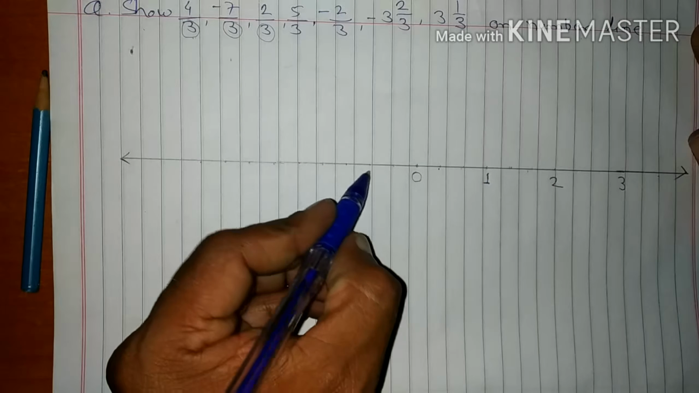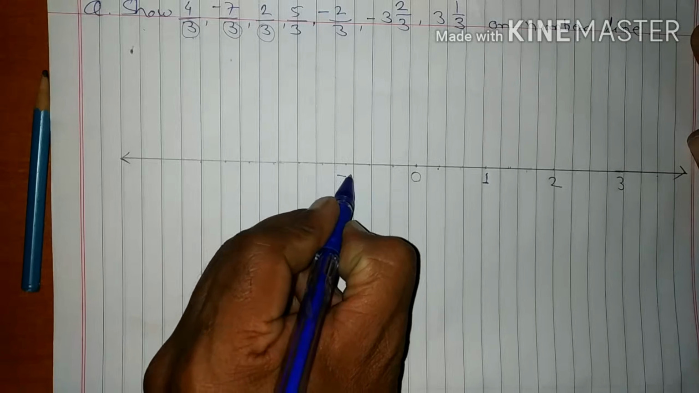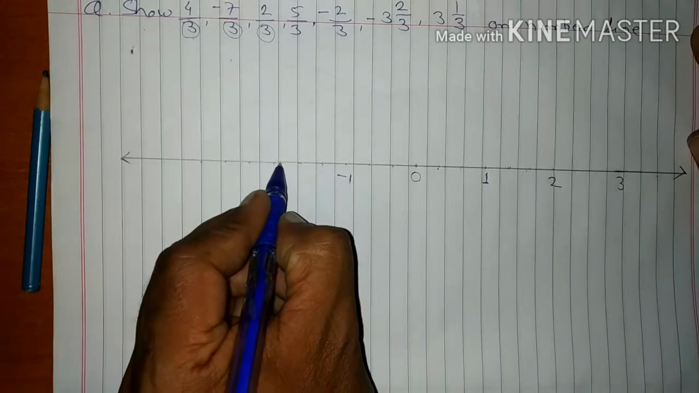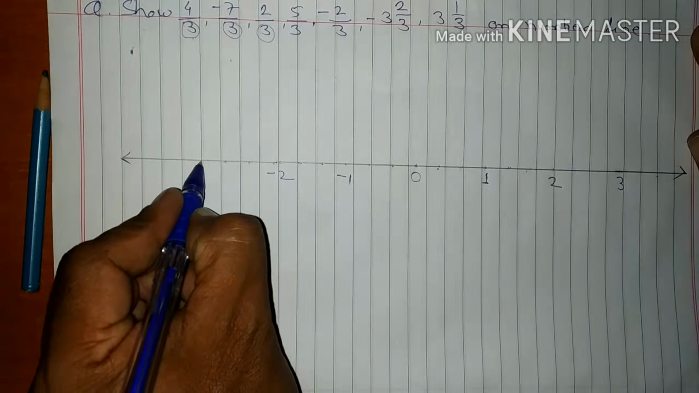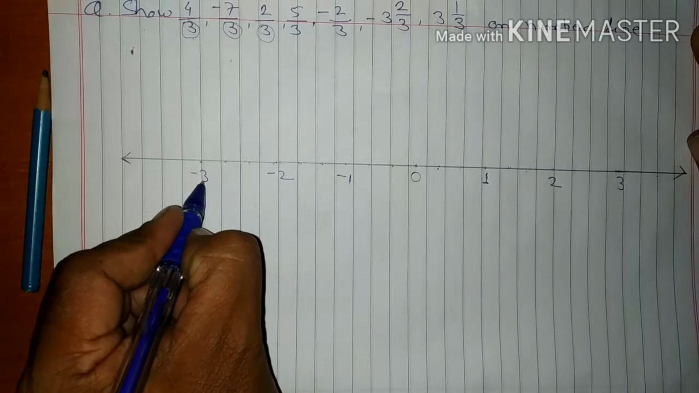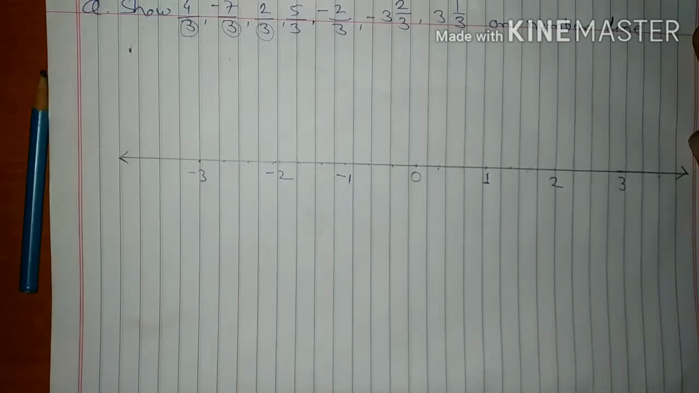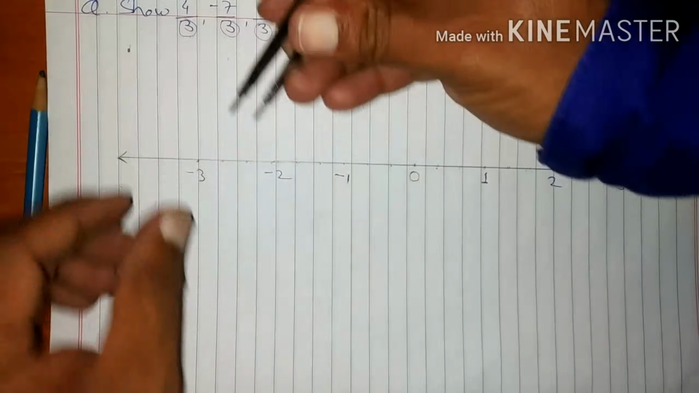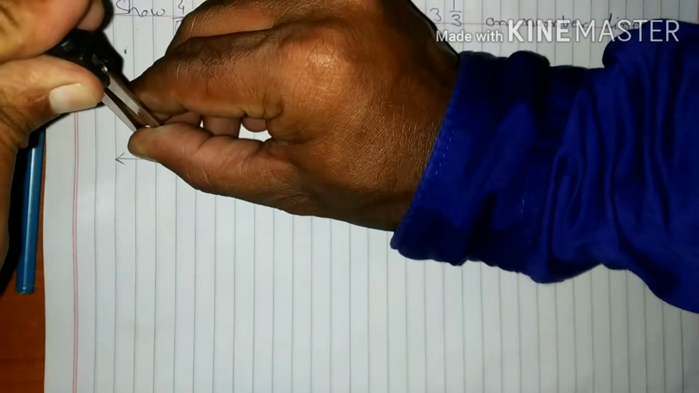Let us do the same task on negative side. So here 1, 2, 3, minus 1, 1, 2, 3, minus 2, 1, 2, 3, minus 3, and after that I think one more number is there. So let's move ahead on negative side.